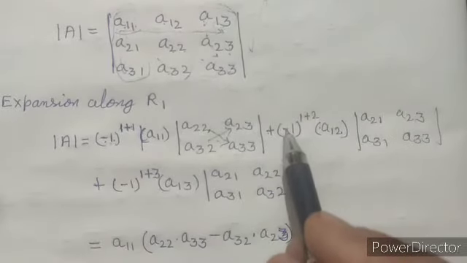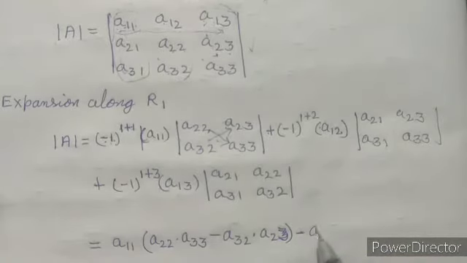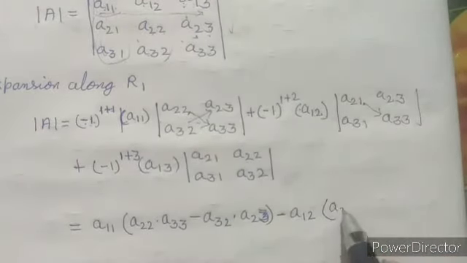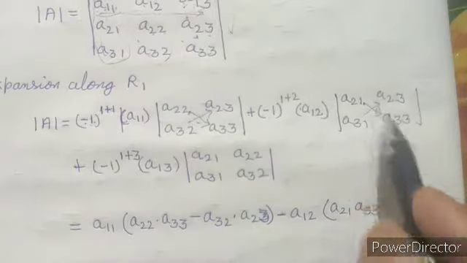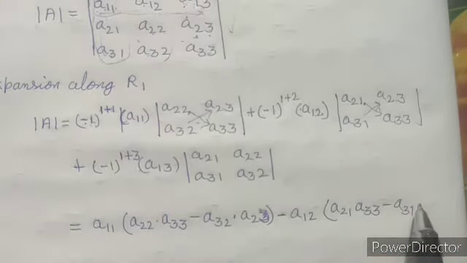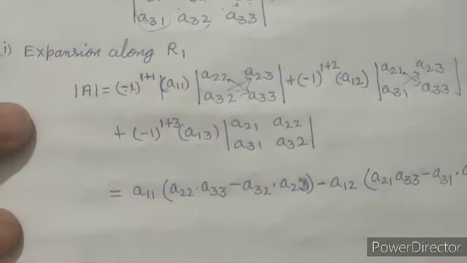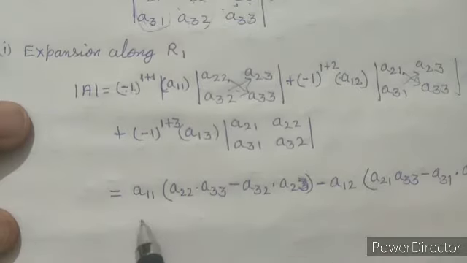Then plus, now minus 1 raised to power 3 will be equal to minus 1. This will be minus A12 into, now again A21 into A33 minus A31 into A23. Now this will be minus 1 raised to power 4 will give us 1, and 1 into A13 will be A13, that will be plus A13.